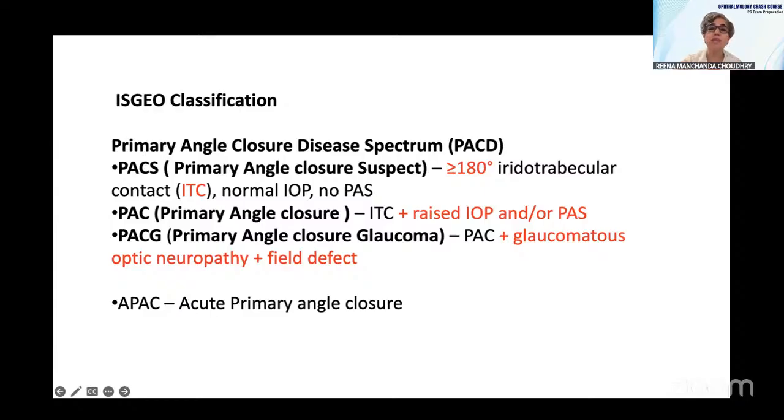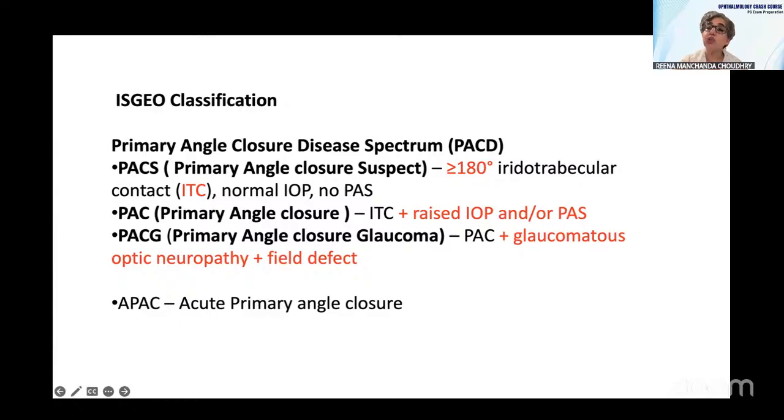But it's important to remember in the PACS stage, you have no increase in intraocular pressure and you have no peripheral anterior synechiae or goniosynechiae on gonioscopy. And of course, the optic nerve is healthy. So that is what a PACS eye is.